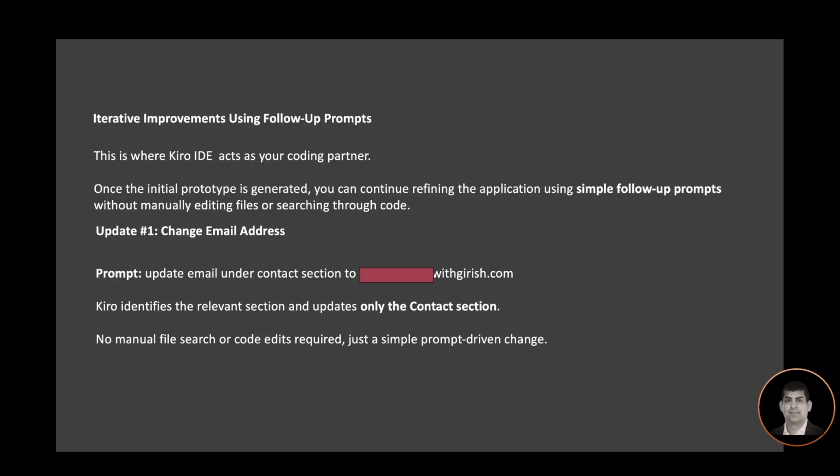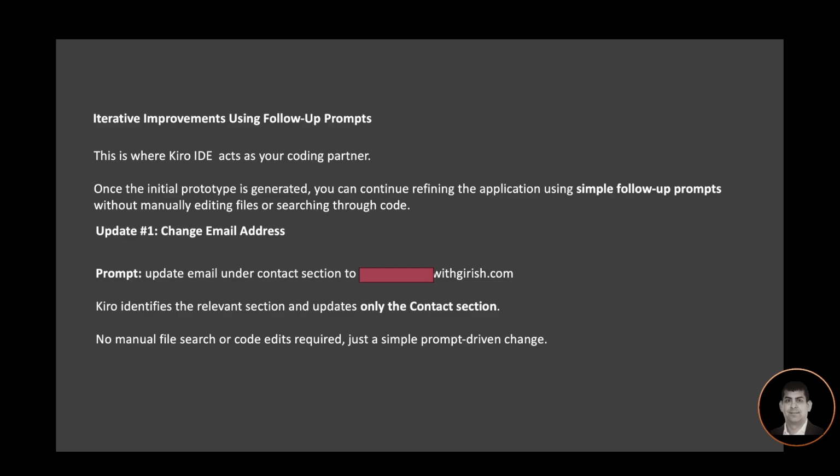Now we can make iterative improvements using follow-up prompts. This is where Kiro IDE acts as your coding partner. Once the initial prototype is generated, you can continue refining the application using simple follow-up prompts without manually editing files or searching through code. So here is the first example, changing the email address.